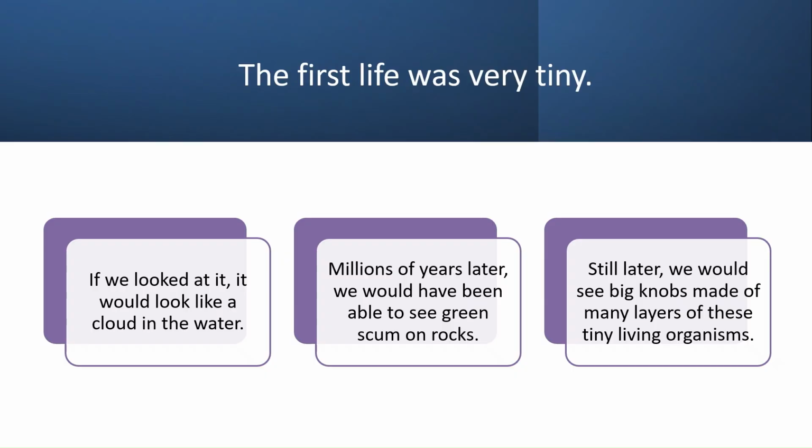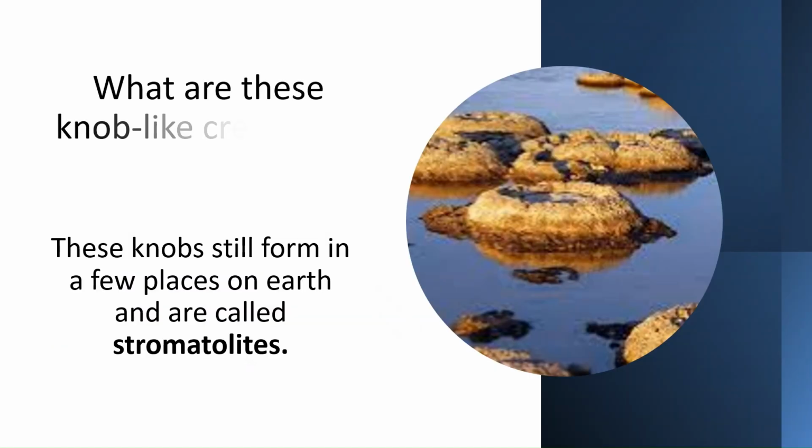The first life was very tiny. If we looked at it, it would look like a cloud in the water. Millions of years later, we would have been able to see green scum on rocks. Still later, we would be able to see big knobs made of many layers of these tiny living organisms. These knob-like structures still form in a few places on Earth and are called stromatolites.